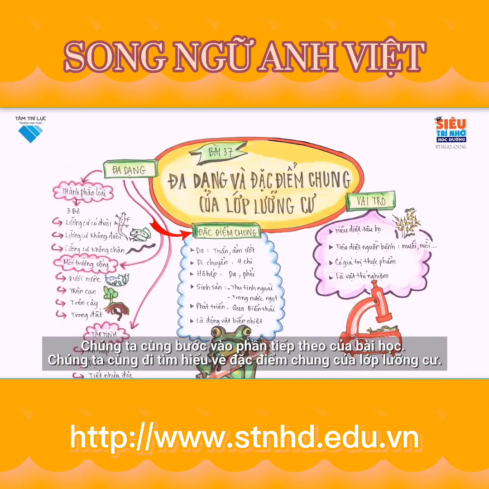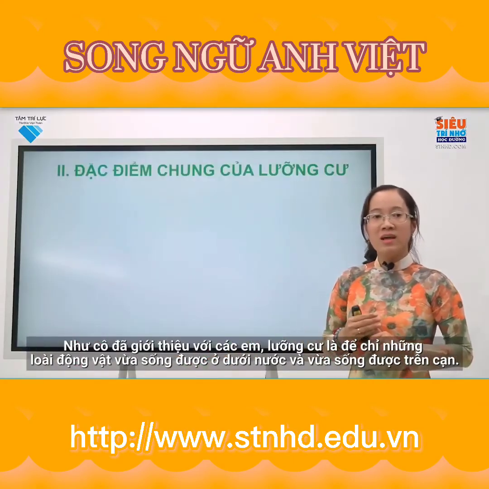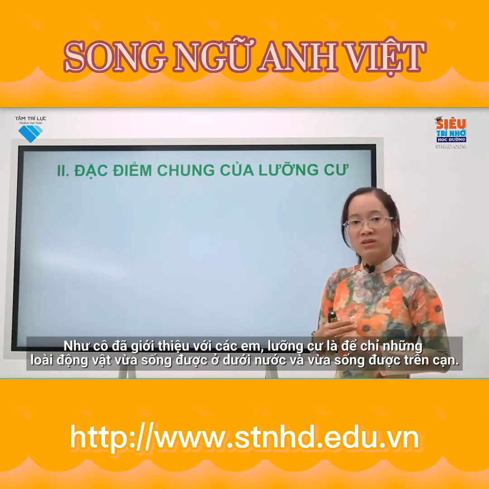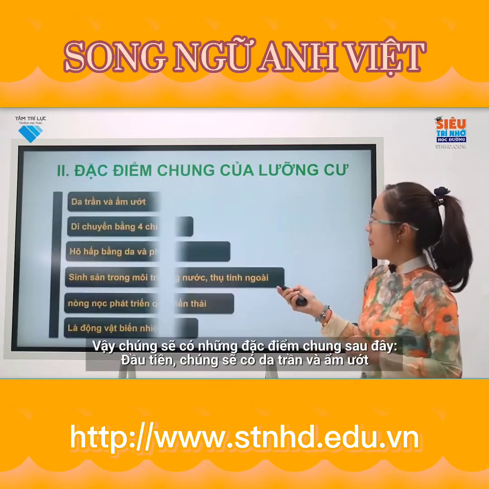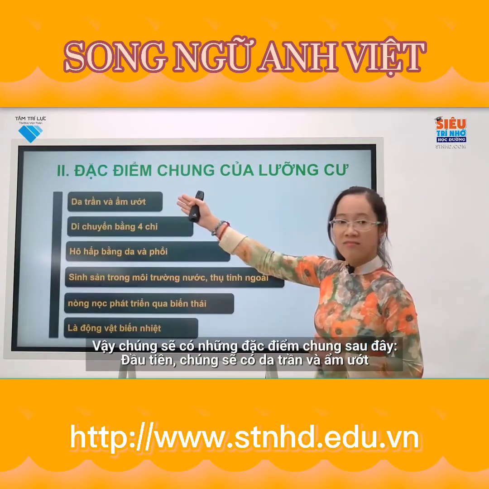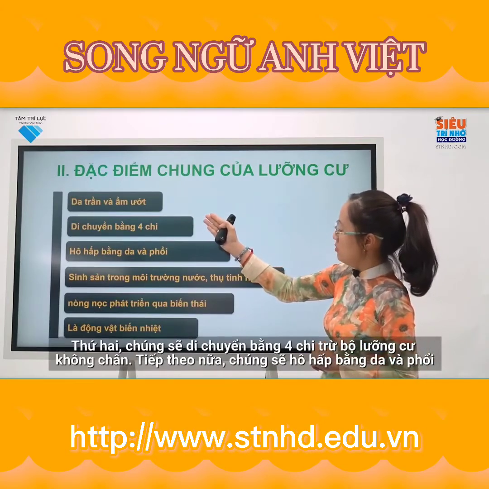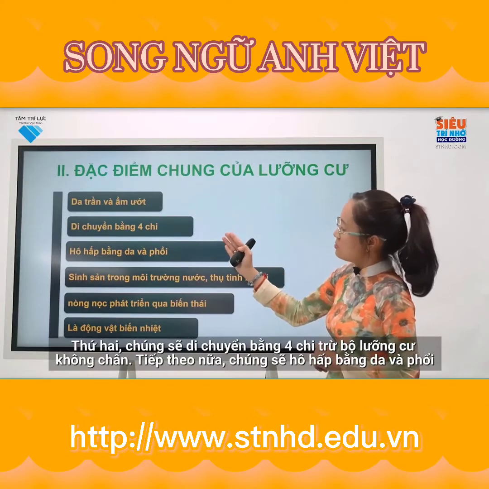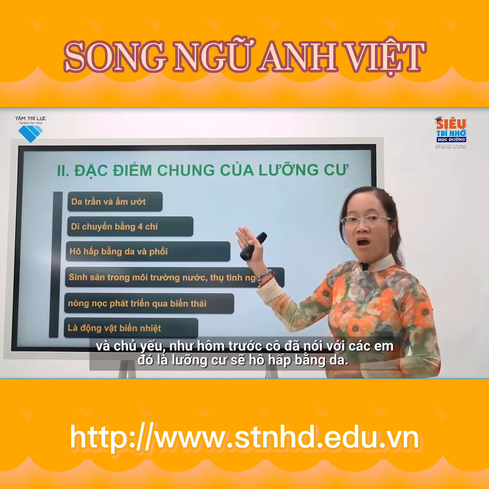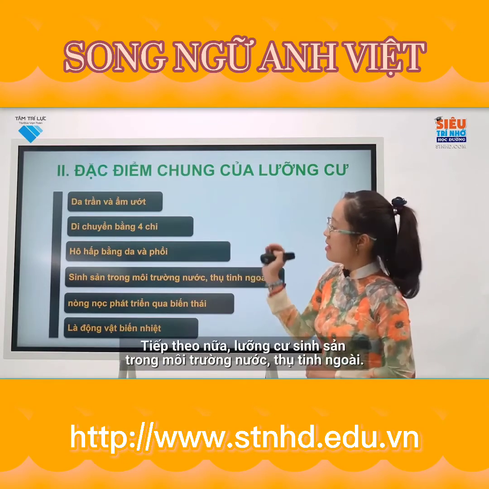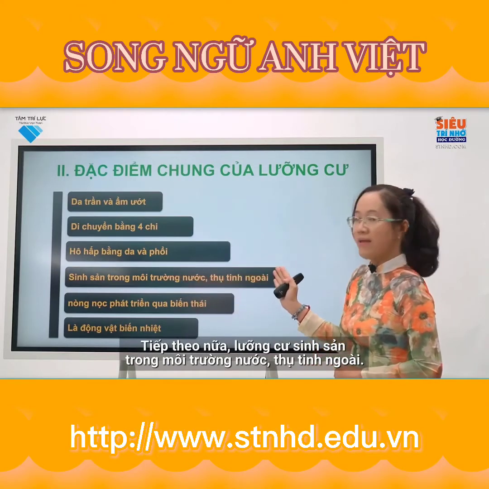Let's learn about the general characteristics of amphibian class. As I introduced to you, amphibian refers to animals that can live both in water and on land. So they will have the following general characteristics. First, they have bare and moist skin. Secondly, they move on all four legs except for the legless amphibians. Next, they breathe with their skin and lungs. And mostly, like I told you the other day, amphibians breathe through their skin. Next, amphibians reproduce in the aquatic environment, fertilizing externally.